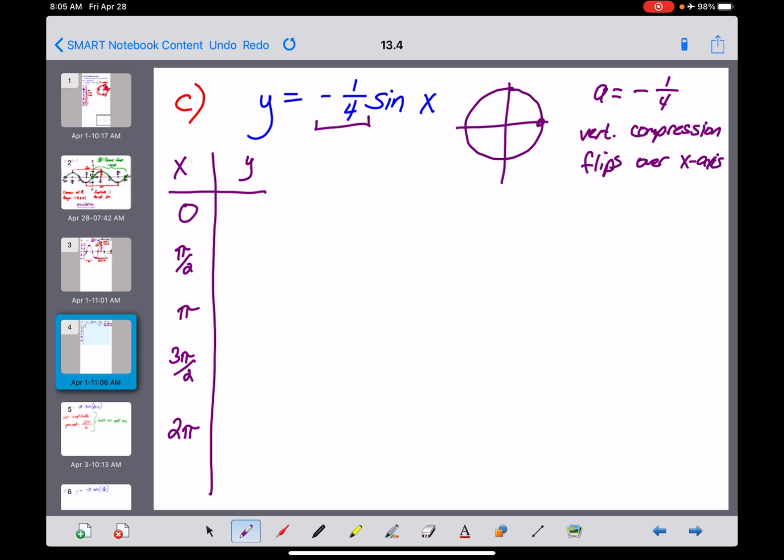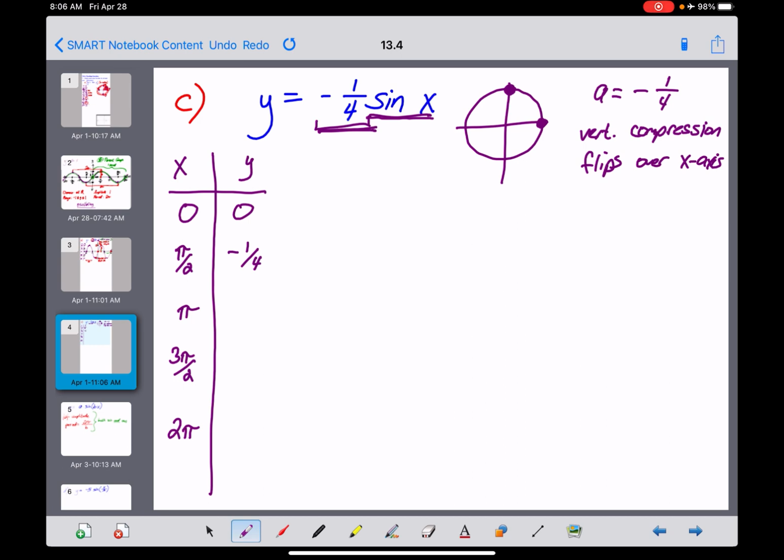At 0, that's this point right here. Sine is your y-coordinate, which is 0. So the sine of 0 is 0 times -1/4, still 0. Here's where it gets interesting, though. Pi over 2, right up here. Sine is your y value there, which is 1. But -1/4 times 1 is -1/4 at pi over 2.